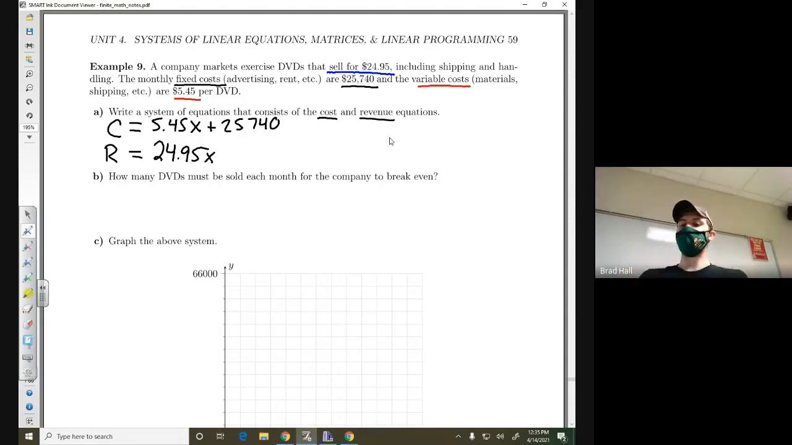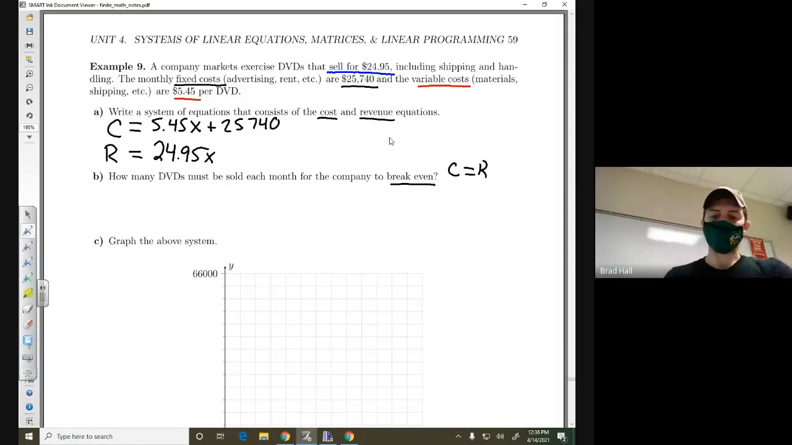Now, how many DVDs must be sold for the company to break even? So of course, it costs a lot of money to make the DVDs, and then you're selling these DVDs. So you're wondering, well, how many of these do you actually have to sell in order to, as it says, break even? So to break even, your cost has to equal your revenue. So the amount of money you earn has to equal the amount of money you spent for that corresponding number of DVDs.